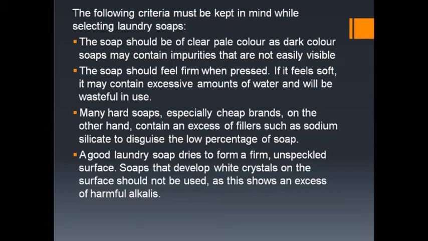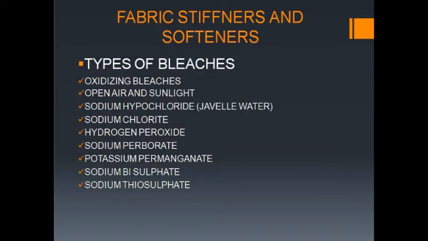There are certain soaps which also contain various impurities, in cheap brands. For example, sodium silicate is added to these particular soaps. What they actually do is lower the percentage of soapy nature in that particular detergent. There are certain other stiffeners and softeners used in the fabric. These are known as bleach.